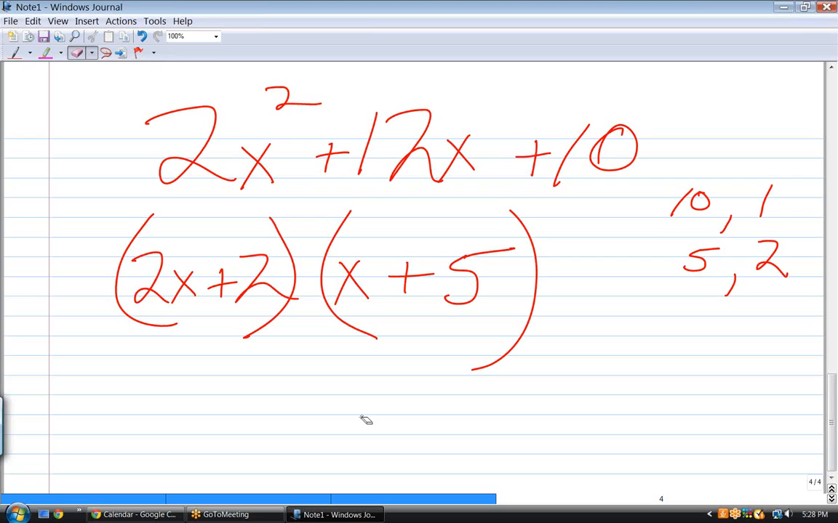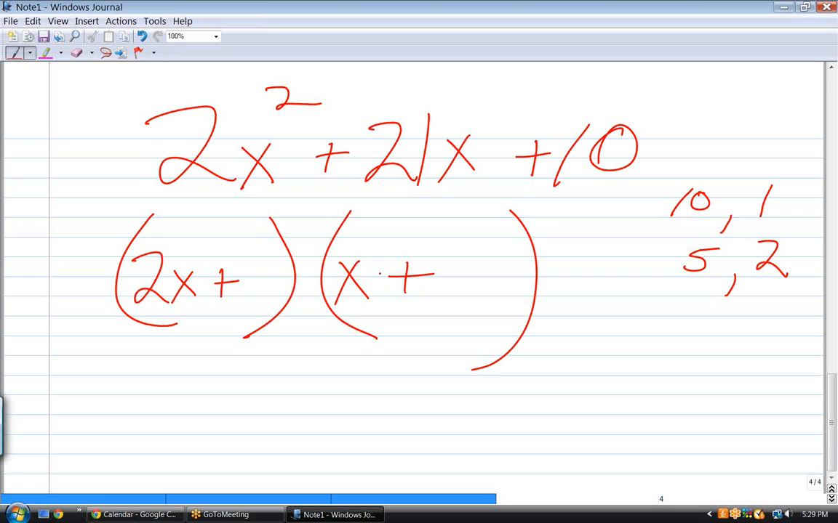Let me see if I can come up with... If the problem was this, and we had tried the 2 and the 5, and the 5 and the 2, obviously neither one of them produces a plus 21 in the middle. So our next step is to try the 10 and the 1. Where should I put the 10? I'm going to say on the outside.